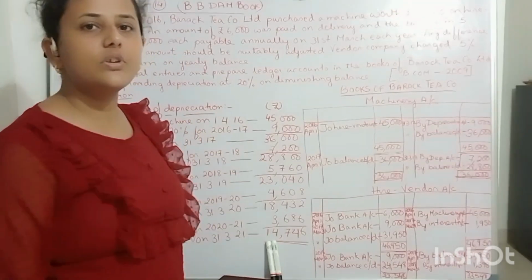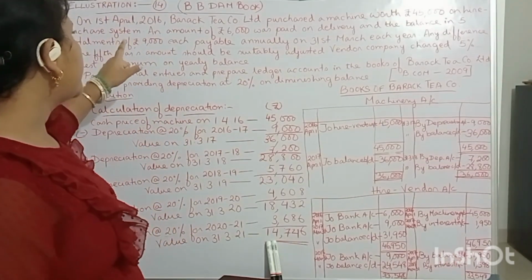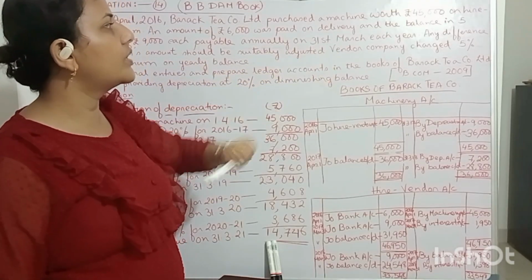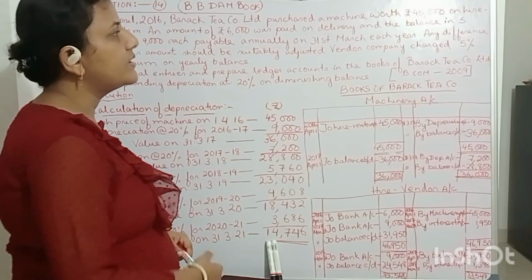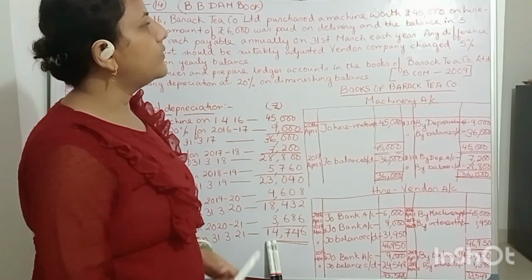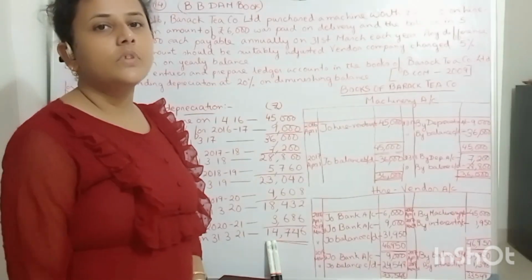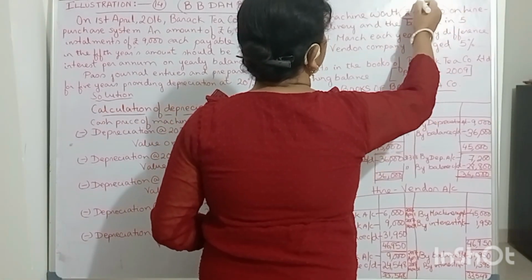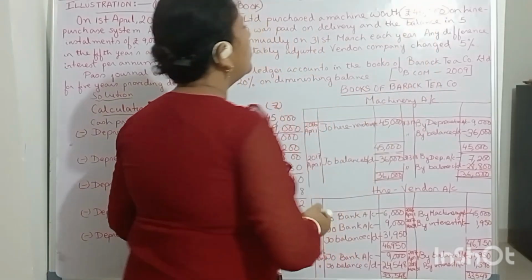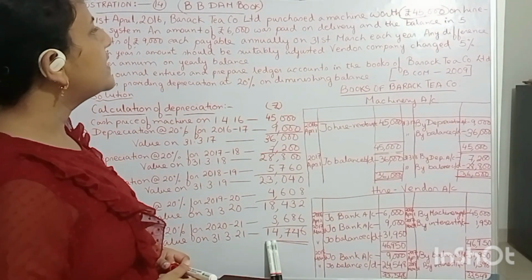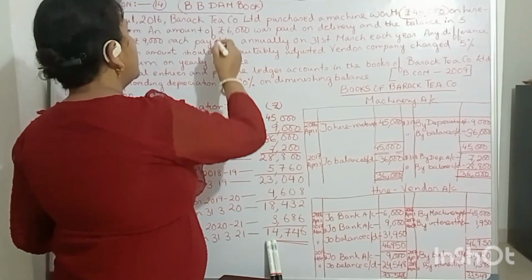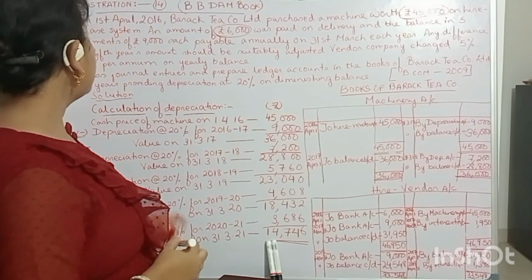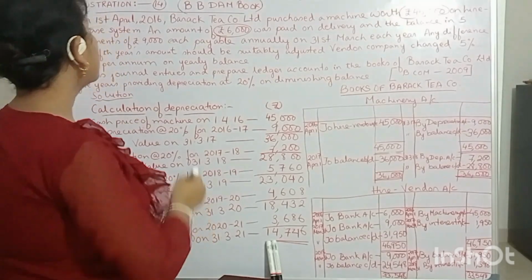What is given in the question, you just see. On 1st April 2016, Barrack Tea Company Limited purchased a machine worth rupees 45,000 on hire purchase system. The cash price of the asset is 45,000. That is CP. An amount of rupees 6,000 was paid on delivery, so the down payment is rupees 6,000.